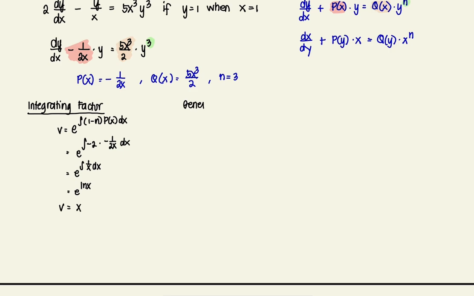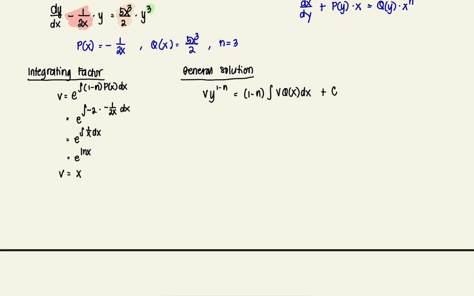Then we solve for our general solution. For the general solution, our formula is v times y raised to the power of 1 minus n equals (1 minus n) times the integral of v q of x dx plus c. So we simply substitute: our v is x, so that's x times y, and our 1 minus n is negative 2. That's negative 2 times the integral of x times 5x cubed over 2 dx plus c. On the left side, that would be x over y squared. We cancel 2 there, so we have negative 5 times the integral of x to the power of 4 dx plus c.